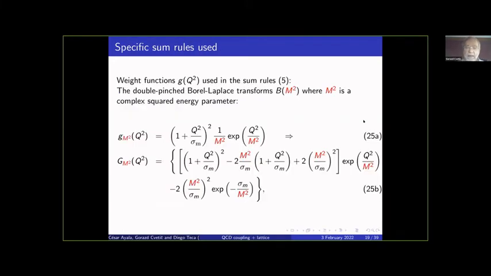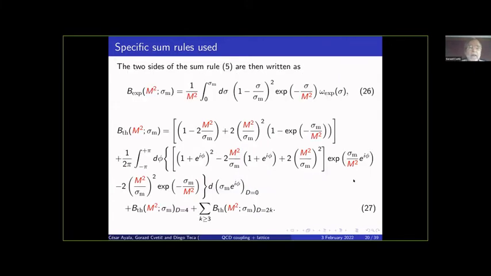Now, the specific sum rules we are going to use: this is the weight function for the Borel-Laplace transforms. It is double pinched, and it has this m squared scale parameter, which we will take in general as complex. The integral of this is somewhat more complicated, and the two sides of the mentioned sum rules are now, for this weight function, the experimental side, with the Aleph spectral function, and the theoretical part, which is more complicated. This is coming from the term 1 of the Adler function.